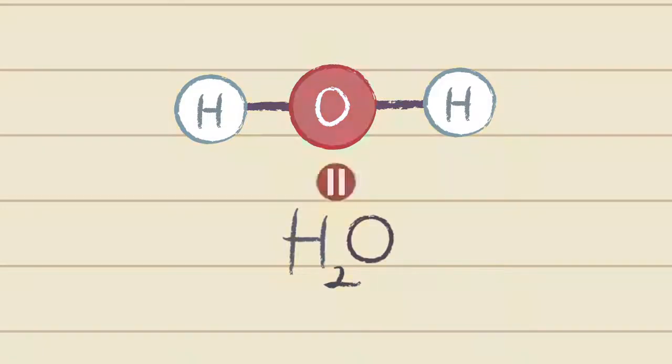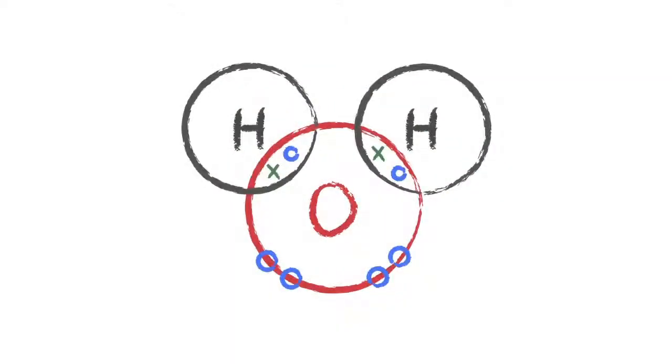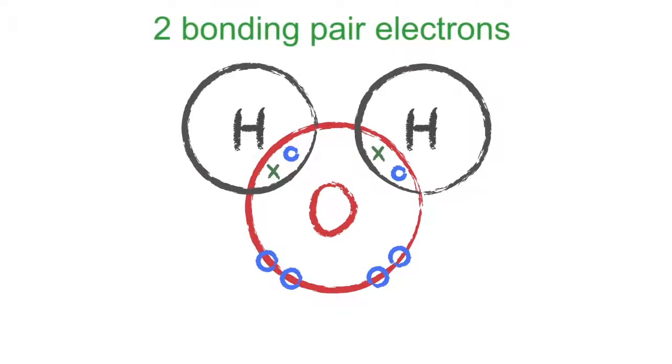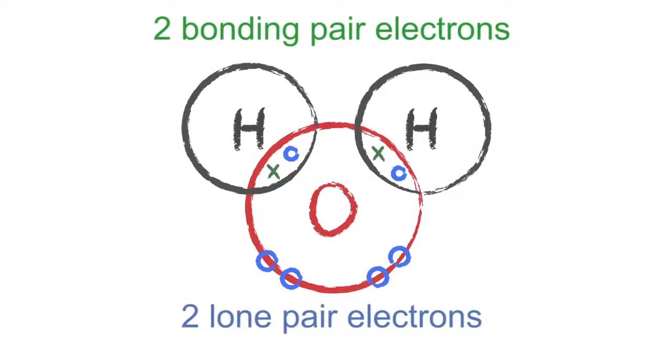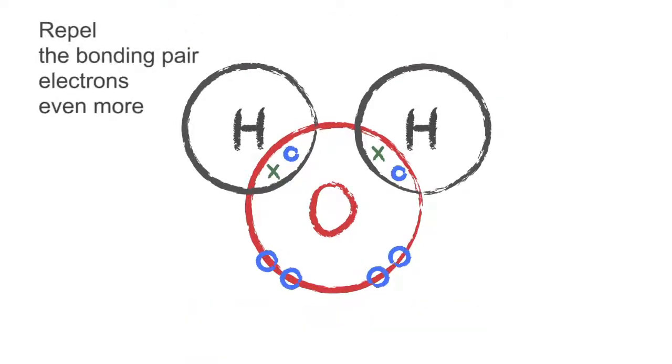Finally, let's look at water, H2O. Pause the video again and draw a dot cross diagram. Here is the dot cross diagram. You will see that there are now 2 bonding pairs and 2 lone pairs of electrons. The lone pair electrons will repel the bonding electrons even more than before, creating a V-shaped or bent molecule with a bond angle of 104 degrees.